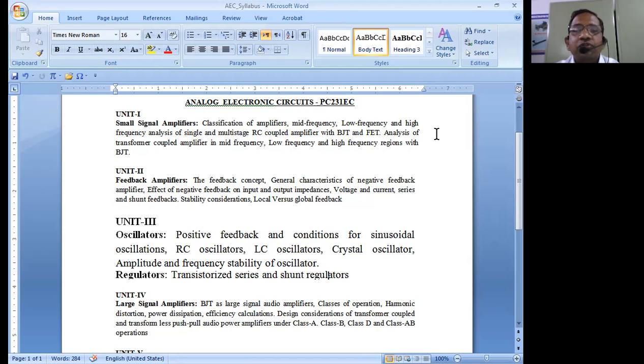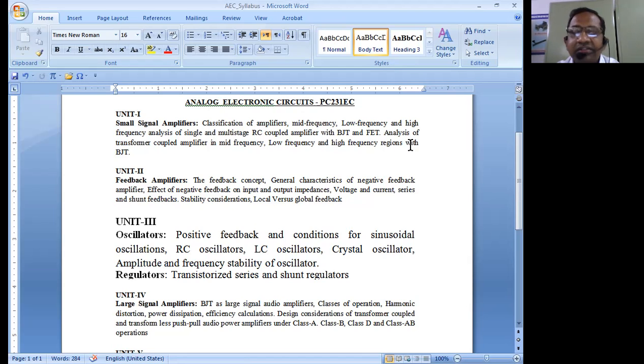So the first unit is going to speak about the analysis part of the AC equivalent circuit of the amplifier circuit. Once you know how to do the analysis, that means how to draw the H parameter model of the transistor circuit, then how to deduce the parameters such as input resistance, current gain, voltage gain, and output resistance of the amplifier circuit. You have to compulsorily practice this analysis.